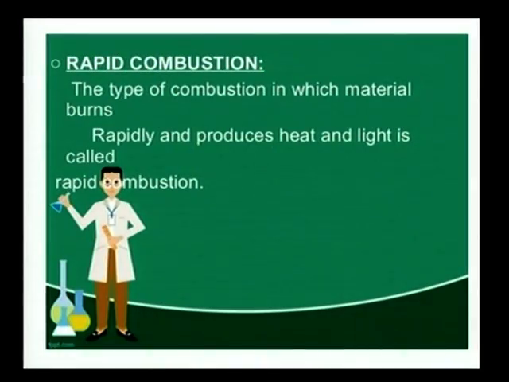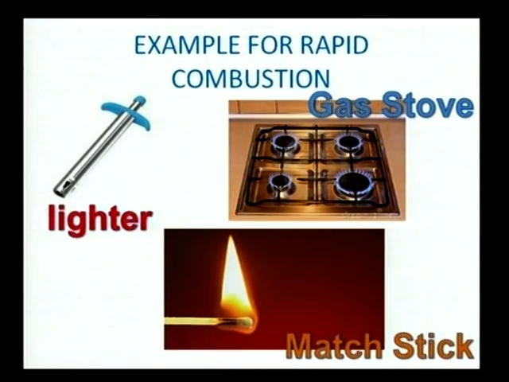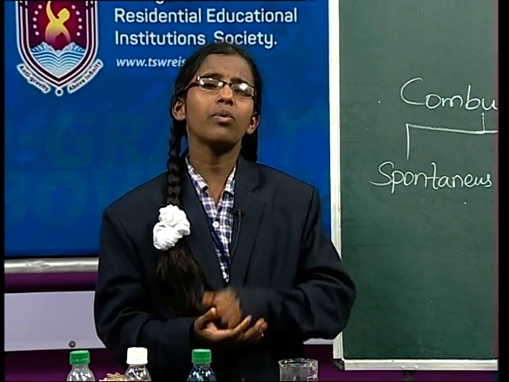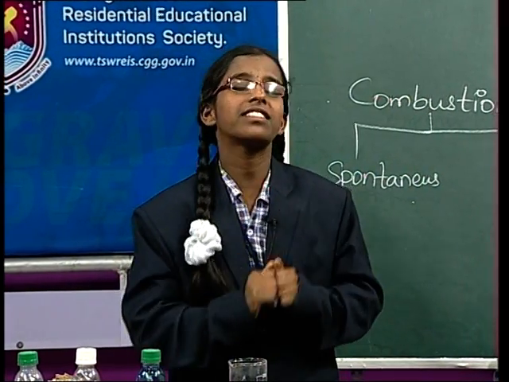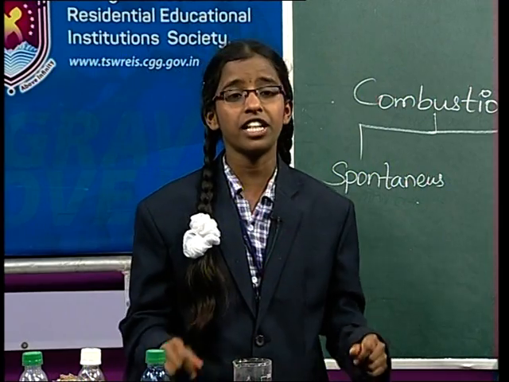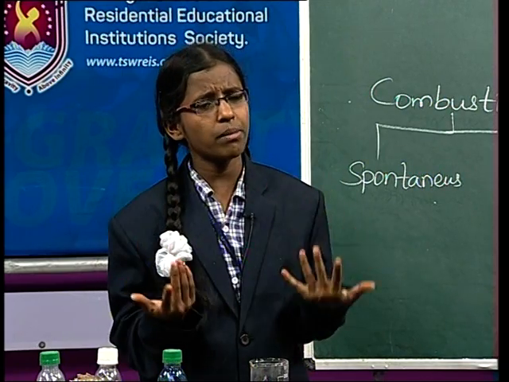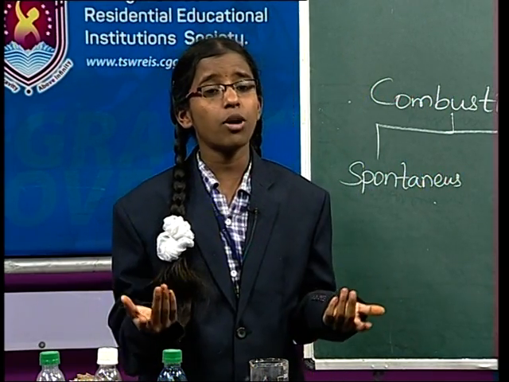See here, friends, the type of combustion in which a material burns rapidly and produces heat and light is called rapid combustion. For example, lighter, gas stove, matchstick, etc. This is the lighter and matchstick. These are the examples for rapid combustion. So, till now we learnt what combustion is, what combustible materials are, what non-combustible materials are, how air is necessary for burning and which type of air is necessary for burning. We also learnt about ignition temperature, what inflammable substances are, and the types of combustion.